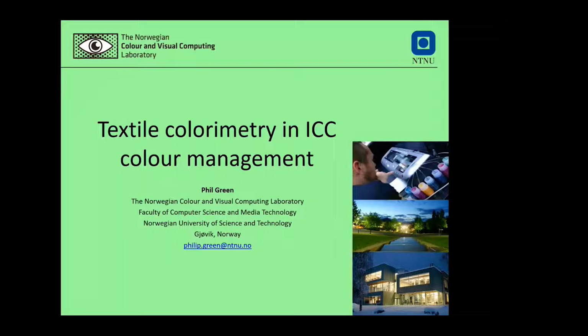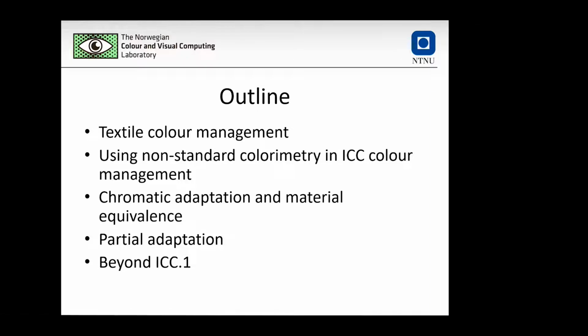So the topic is textile colorimetry in color management, and what I'm going to talk about is some very brief introduction to textile color management, and then some particular problems around, first of all, the colorimetry we use, which is different from what you normally use in textiles. Then some of the solutions to that, including chromatic adaptation and material equivalence. I'm going to talk about the problem of partial adaptation, which of course we know how to do in chromatic adaptation transform, but isn't so straightforward in iccMAX color management. And then also look a little bit at how we can go beyond just using the first generation of iccMAX color management.